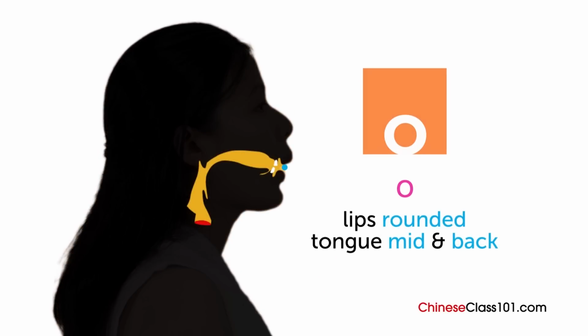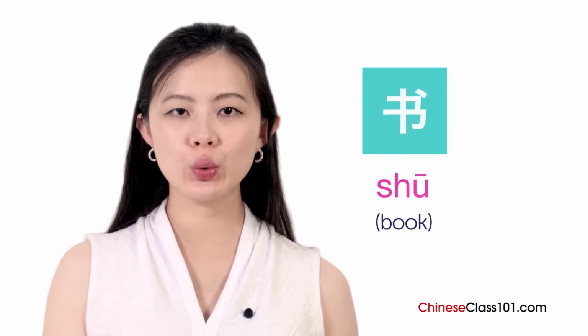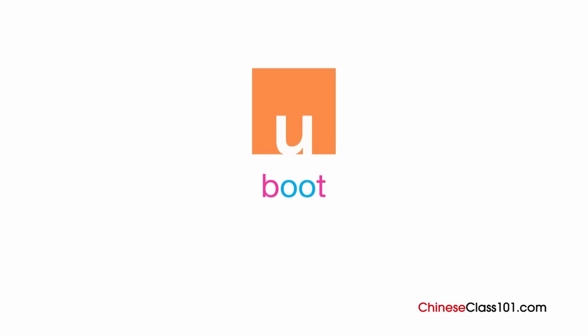And the last vowel is 乌哭书父亲. It's similar to the double O sound in the word boot. However, you want to slightly pout your lips more and exaggerate the rounding. Listen to how Yinru pronounces this vowel.